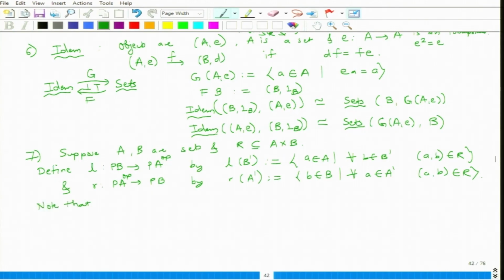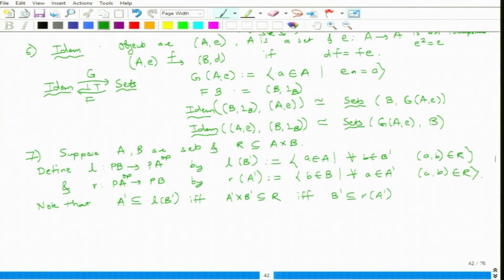But note that, now this is important, A prime is a subset of LB prime if and only if A prime cross B prime is a subset of R. Do you agree with this, from the definition? Yes, because A prime is a subset of LB prime means every element there will belong. And this happens if and only if B prime is a subset of RA prime.